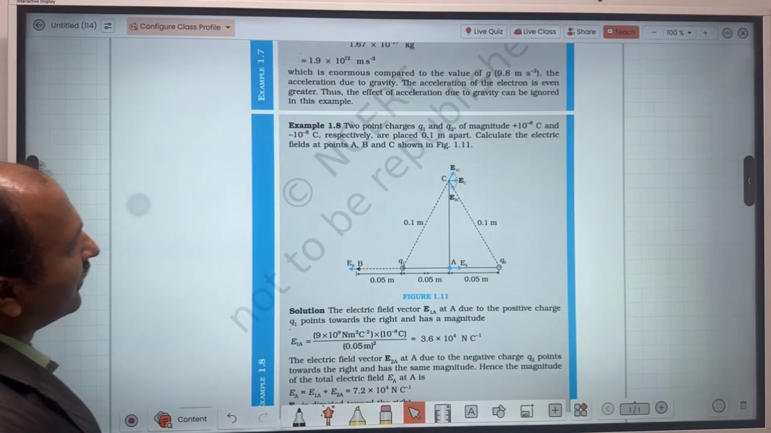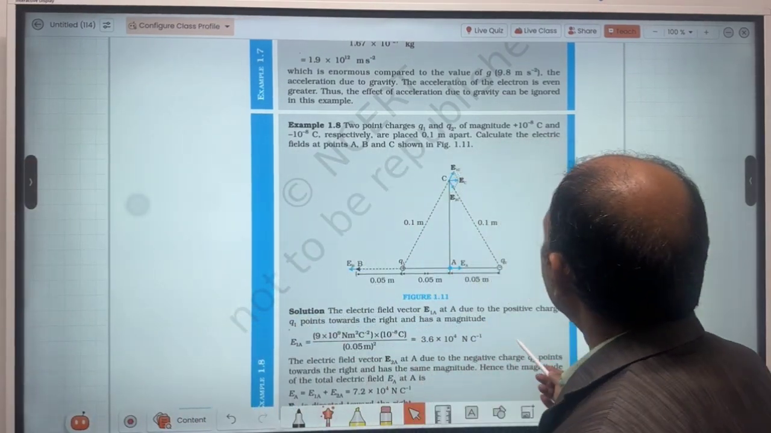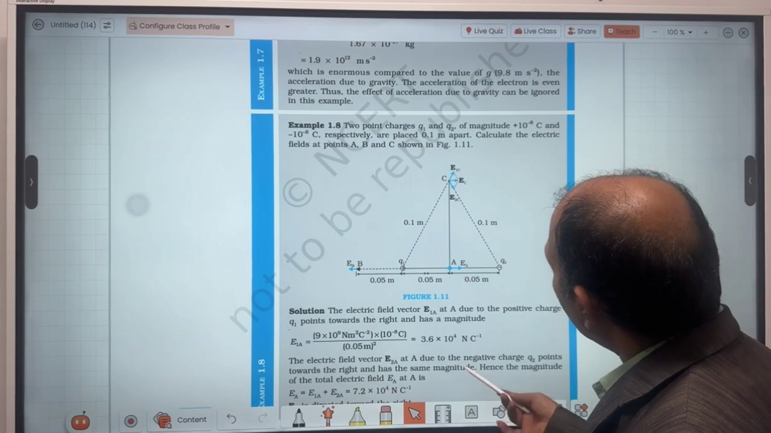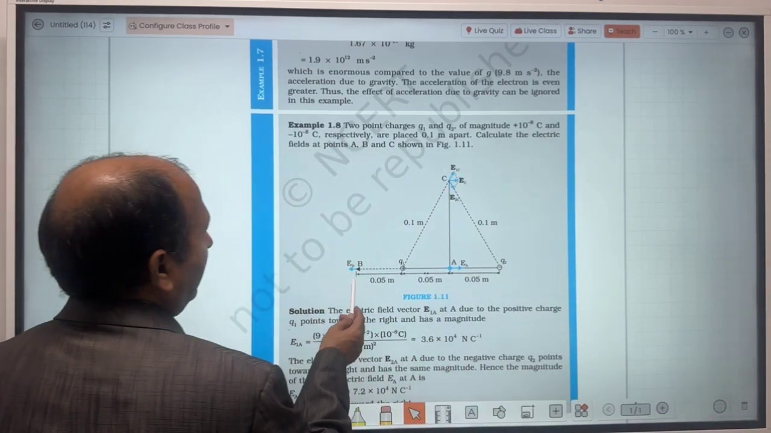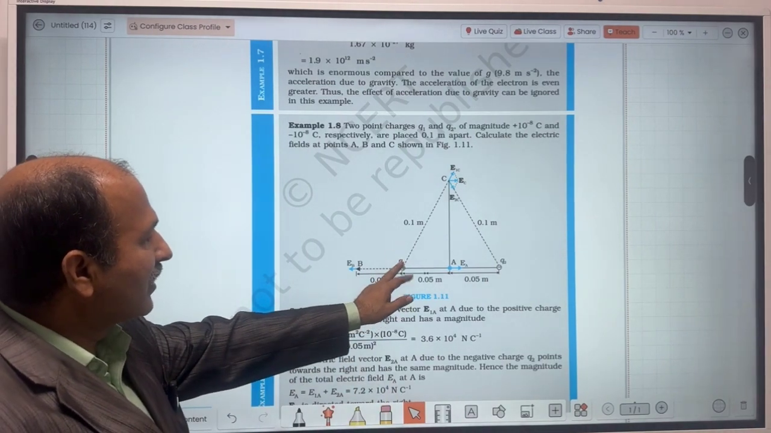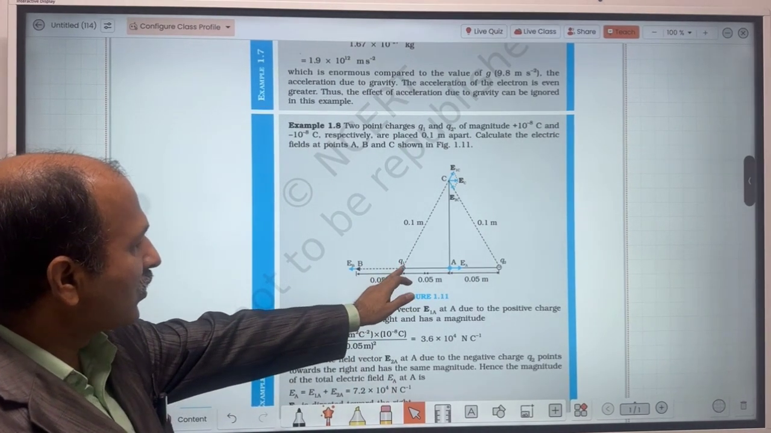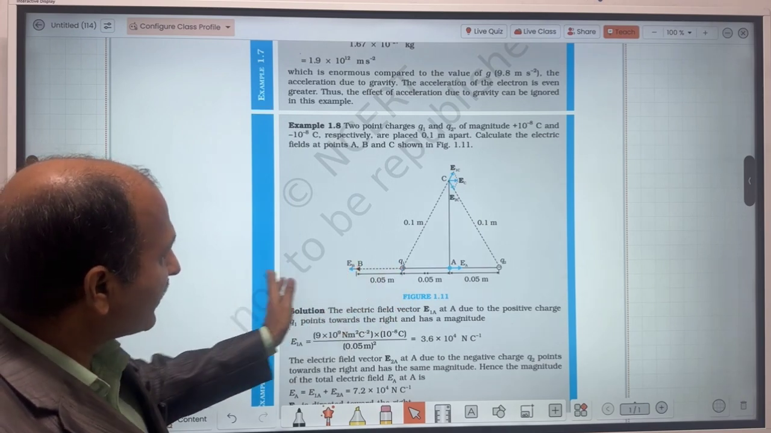Now, as far as the electric field at point B is concerned, where is point B? So point B is here. So at this point, you have to consider the field due to this charge. So this is positive. So due to this positive charge, the field will be in this direction.